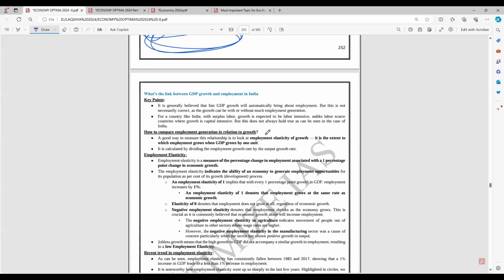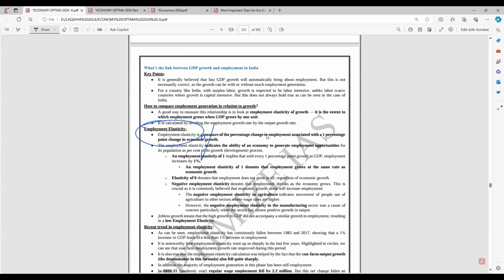Guys, next concept is the concept of employment elasticity. What is employment elasticity? The percentage change in growth, and what is the commensurate change in employment? That is called employment elasticity. Suppose employment elasticity is 1, this means whatever growth is there in the economy, it will lead to job growth. If it is less than 1, the economy will grow, but jobs will not grow. If it is very much less than 1, this means the economy is growing, but jobs are not growing.